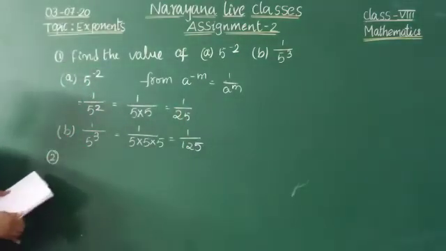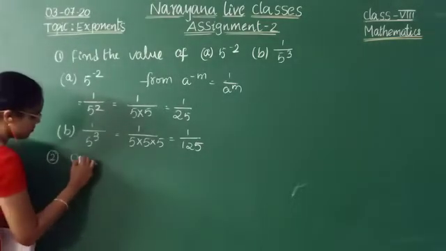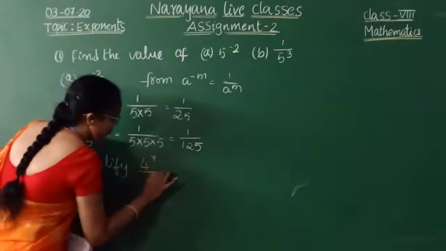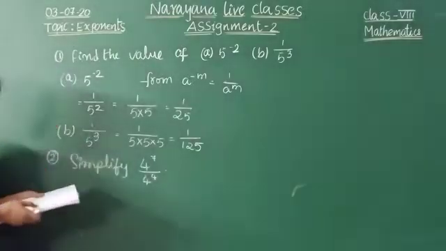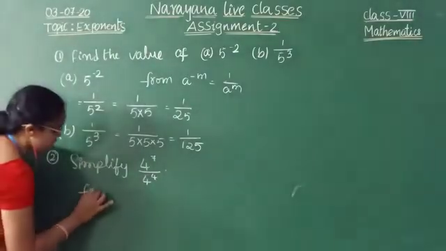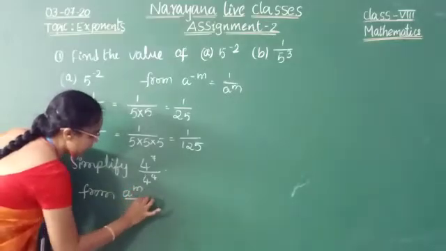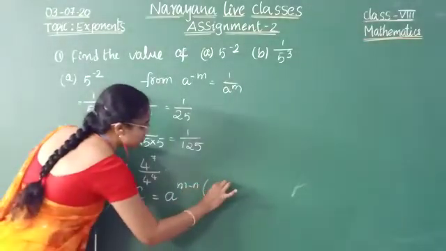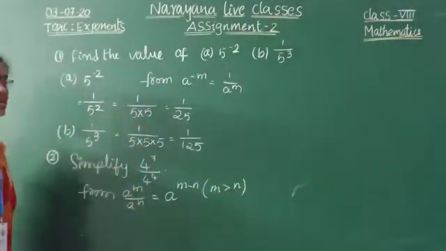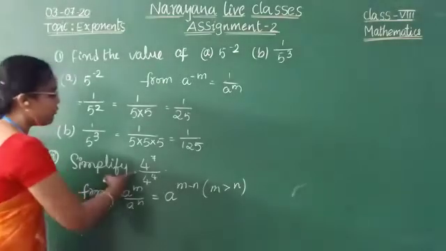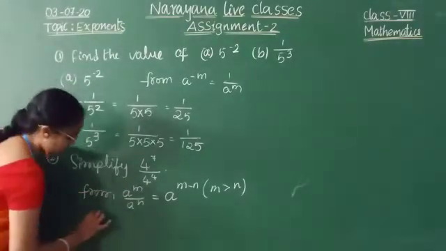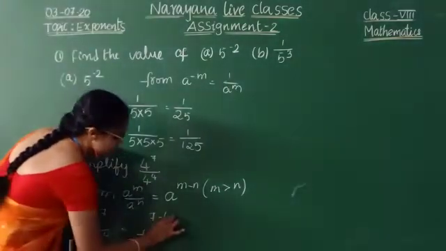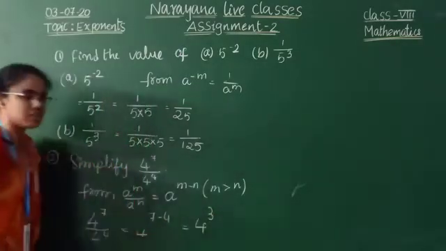And the second question, simplify 4 power 7 by 4 power 4. We have to simplify this question. We have the formula A power m by A power n, which is A power m minus n, where m value should be greater than n. So whenever m is greater than n, we take 4 power 7 by 4 power 4, which is 4 power 7 minus 4, equal to 4 power 3. So 7 minus 4 is 3.